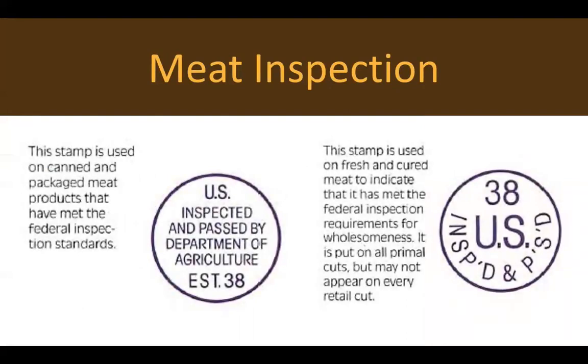These are the examples of meat inspection stamp. The first one is the stamp used on canned and packaged meat products that have met the federal inspection standards. These are examples of stamps in the US issued by the USDA. The second picture is the stamp used on fresh and cured meat to indicate that it has met the federal inspection requirements for wholesomeness. It is put on small primal cuts but may not appear on every retail cut.